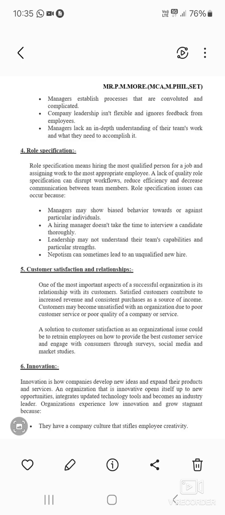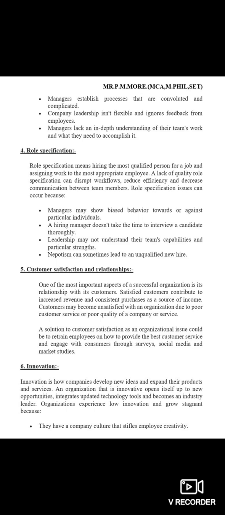One of the most important aspects of a successful organization is its relationship with the customers. Satisfied customers contribute to increased revenue and consistent purchases as a source of income. Customers may become unsatisfied with an organization due to poor customer service or poor quality of product or service. A solution to customer satisfaction as an organization issue could be to train employees on how to provide the best customer service and engage with consumers through surveys, social media, and market studies.